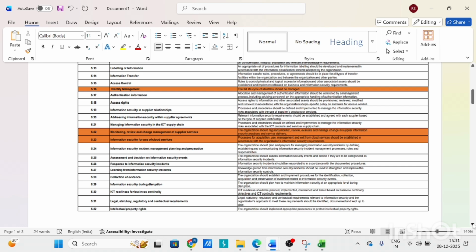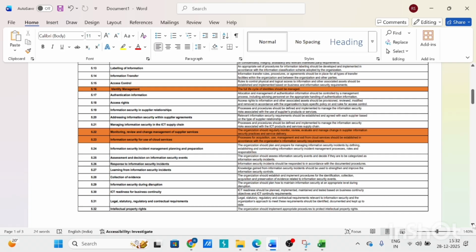5.29 talks about information security during disruptions. The organization should plan how to maintain information security at an appropriate level during the disruptions. 5.30 talks about ICT readiness for business continuity. ICT readiness should be planned, implemented, maintained, and tested based on business continuity objectives and ICT continuity requirements.